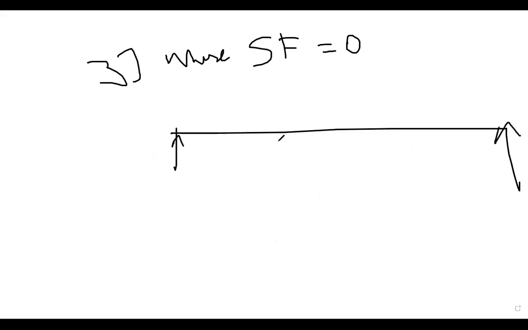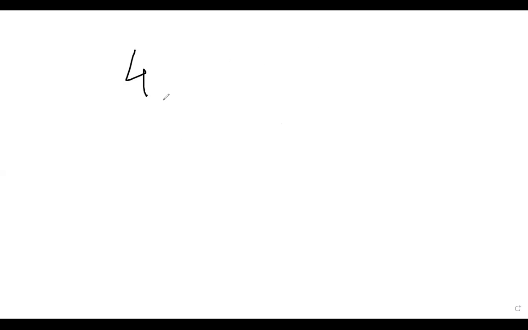Third, where shear force is 0, in case of continuous beams. Depending upon the loading, due to the continuation of support, at some point the bending moment is maximum but the shear force is 0. Considering the maximum moment in all three spans, somehow there is a point where shear force is equal to 0. At that point also, a plastic hinge will be developed.